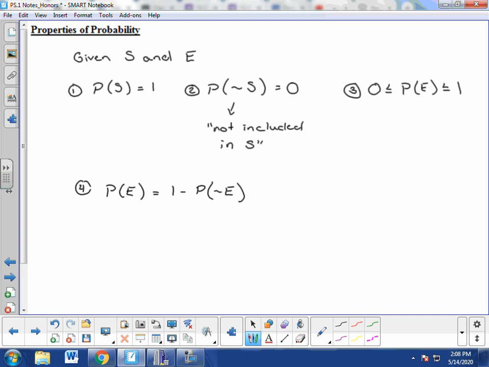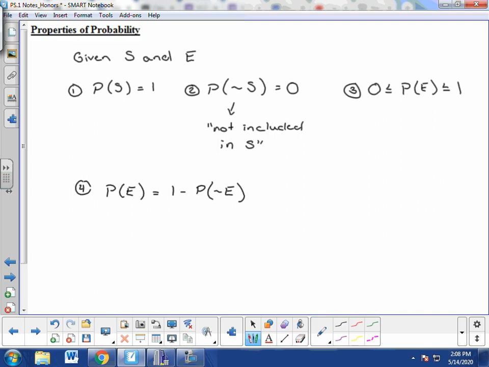So for example, let's go with the dice. The probability that I roll a 3. Well, there's 1 three out of the 6 total numbers. So the probability of the event would be 1/6. That's going to be the same as 1 minus the probability of not being included in the event. So what if we think about this example, what would not be included in the 3? All the other numbers, 1, 2, 4, 5, and 6. And so there's a 5 of 6 chance. So if we simplify this expression, they would be the same.